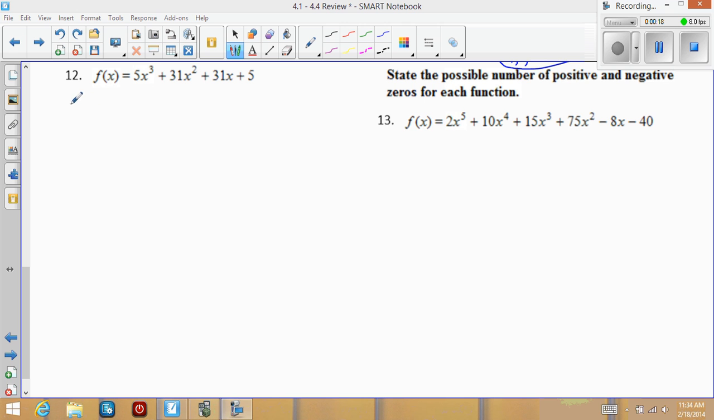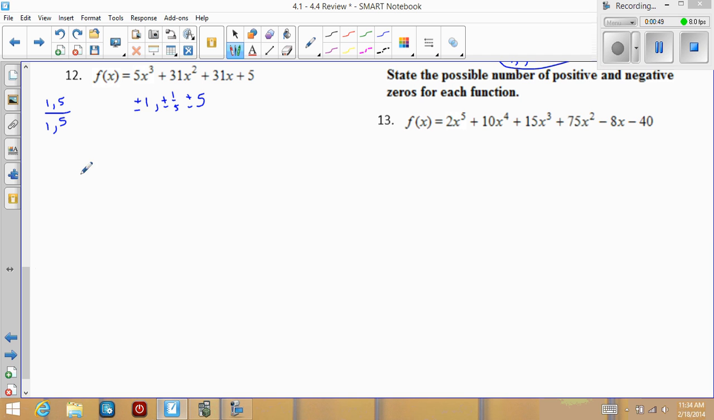So if I do my factors of 5, I have 1 and 5, and my denominator is going to end up being the same. And I have to do 1 over 1 and 1 over 5, which is going to give me positive negative 1 and also positive negative 1/5. And then 5 over 1 and 5 over 5. Well, 5 over 5 is also 1, so I don't need to do that one again, but 5 over 1 will give me positive and negative 5.